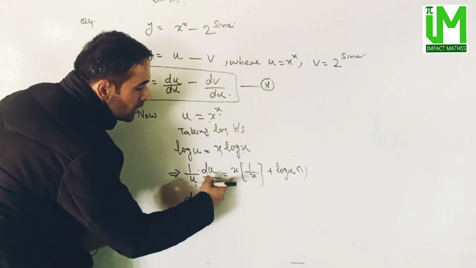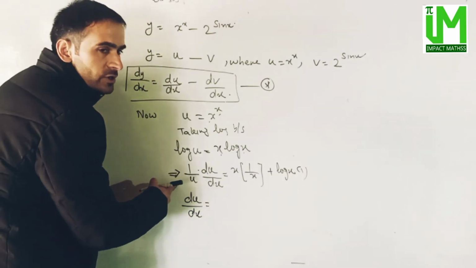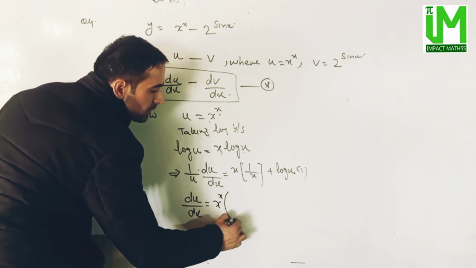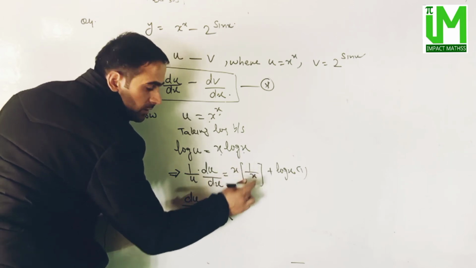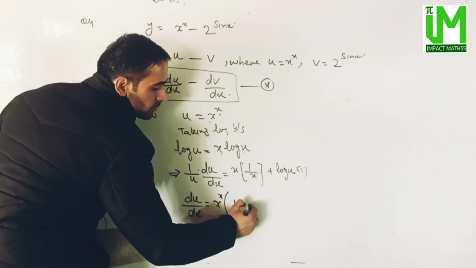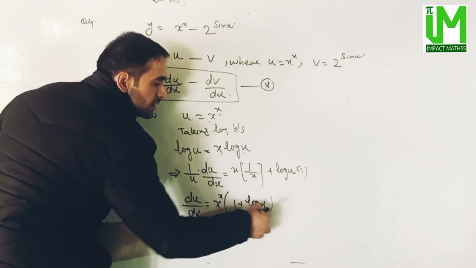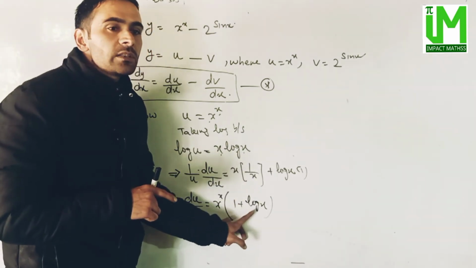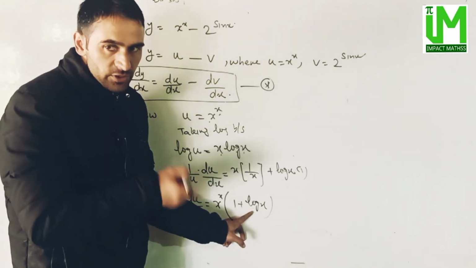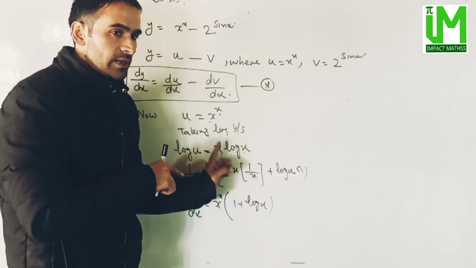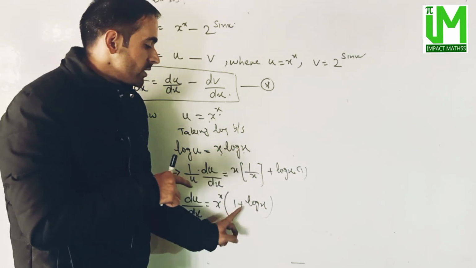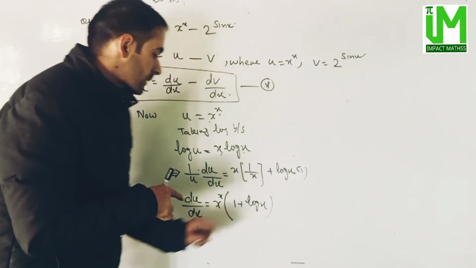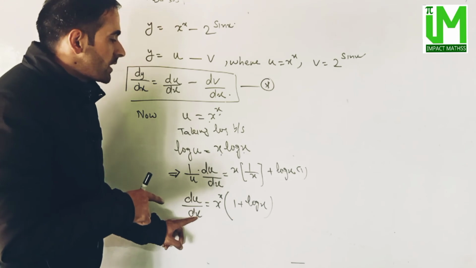What is the value of u? u is x raised to power x. The x and 1 by x get cancelled. We will have 1 plus log x into 1, so it will be 1 plus log x. So the differentiation of x log x is 1 plus log of x. To make your calculations faster, you can remember this result directly: differentiation of x log x is 1 plus log x. So this is the value of du by dx.